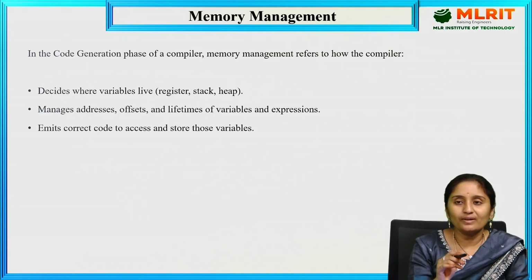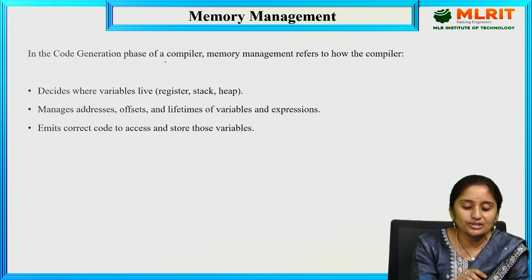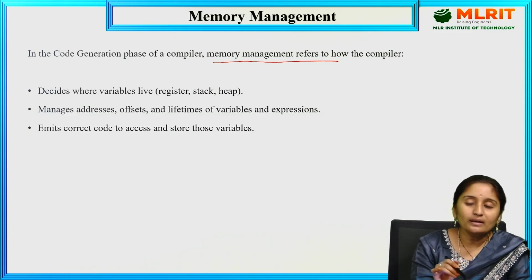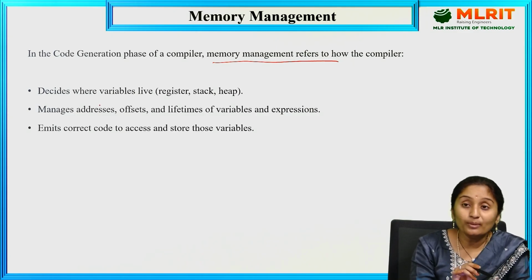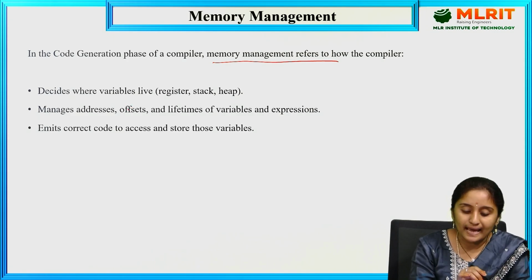The next one we have is memory management. Here in memory management, we use the symbol table. In the code generation phase of a compiler, memory management refers to how the compiler uses the symbol table to decide whether the variables are stored in the stack, or whether the variables are stored in the heap, or whether the variables are stored in registers.